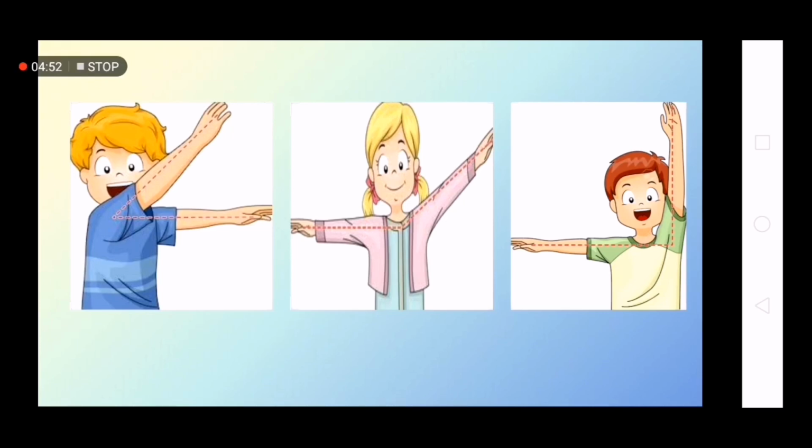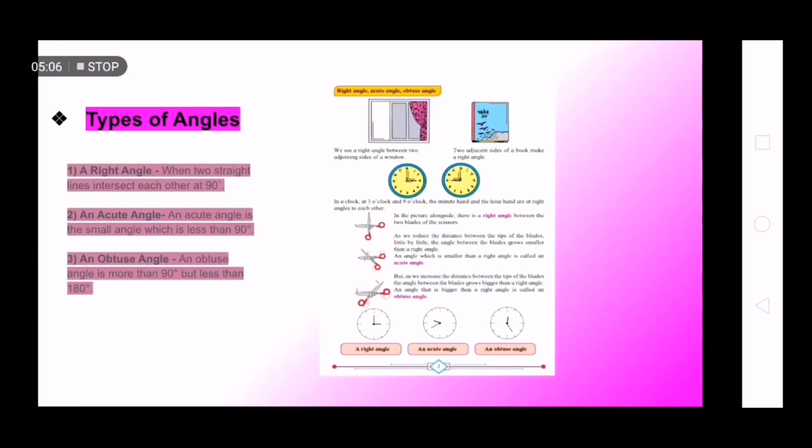It can be a mirror image also. First acute angle, in the same way you can make an obtuse angle, but the hand will go to the left side, and the same way it will be a right angle also. Now we will see what a right angle is. When two straight lines intersect each other at 90 degrees, it is called a right angle. Means it is straight, and we know now from where to make 90 degrees.